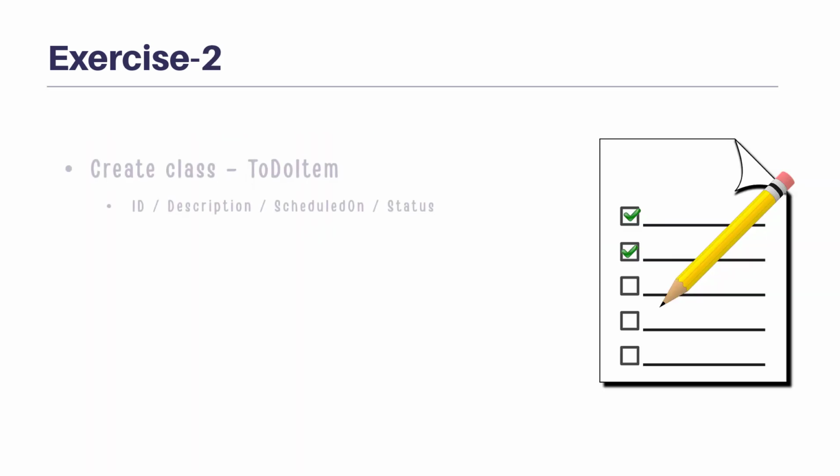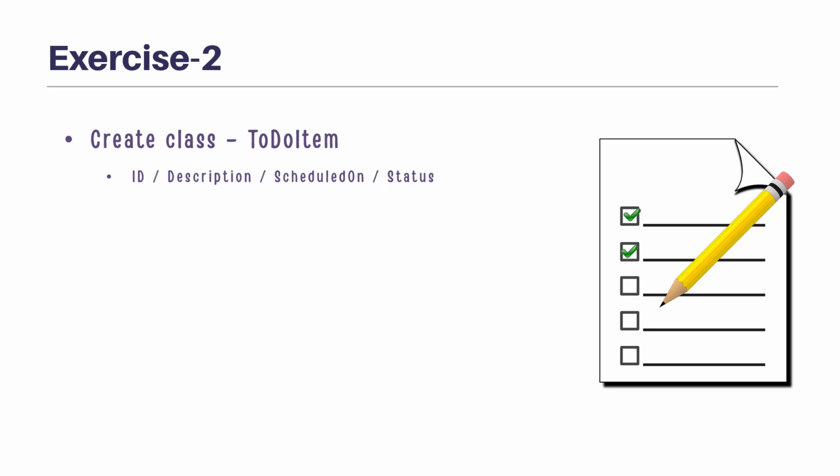The second exercise is a bit interesting. You can create a ToDoItem class which contains ID, which is integer, description, which is the description of the task, scheduled on, which is DateTime, which indicates the date and time on which this task should be done, and the status of the task, which should be either to do, in progress, or completed.